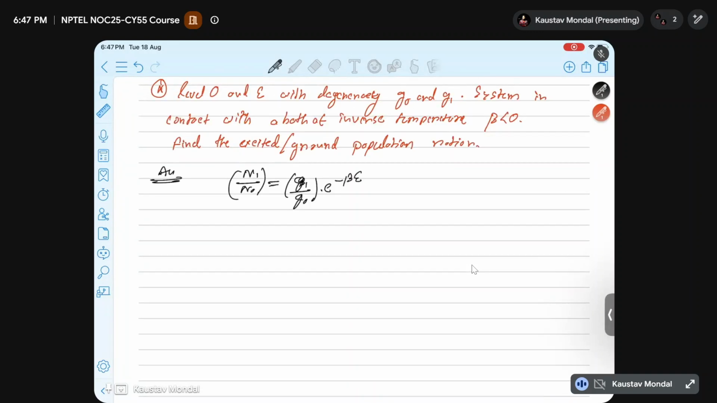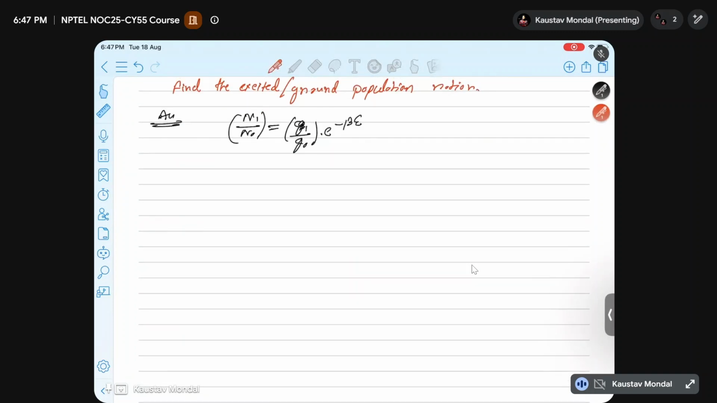Now if the temperature is negative, that means beta, the inverse temperature, is negative. So beta is less than 0, then e to the power minus beta e would be greater than 1. If you plug it in here, it will give you n1 by n0 greater than 1, which means n1 is greater than n0.